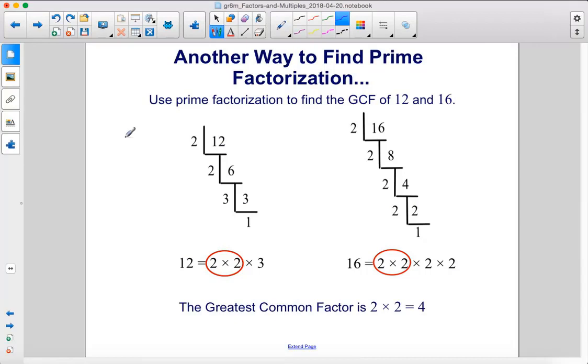Here's another way to find prime factorization. So we have 12 and 16. We divide 12 by 2, we get 6. Divide that by 2, we get 3. Divide this by 3, we get 1. Take the 16, divide by 2, we get 8. Divide by 2, we get 4. Divide by 2, we get 2. Divide by 2, we get 1. Then you just multiply these numbers all together. So we have 2 times 2 times 3 times 1, and 2 times 2 times 2 times 2 times 1, and then we can circle the greatest common factor: 2 times 2 equals 4.